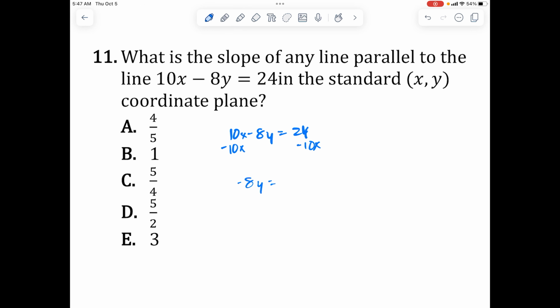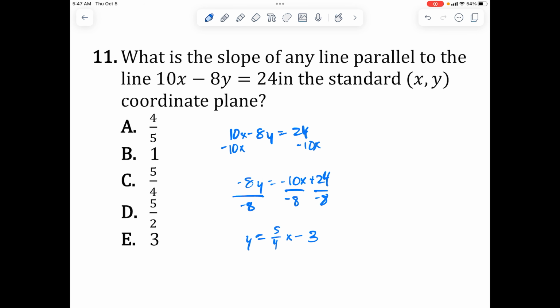Negative 8y is equal to negative 10x plus 24. Divide everything by negative 8. Y is equal to, we can reduce 10 over 8 to 5 over 4. The negatives cancel out, and then minus 3.